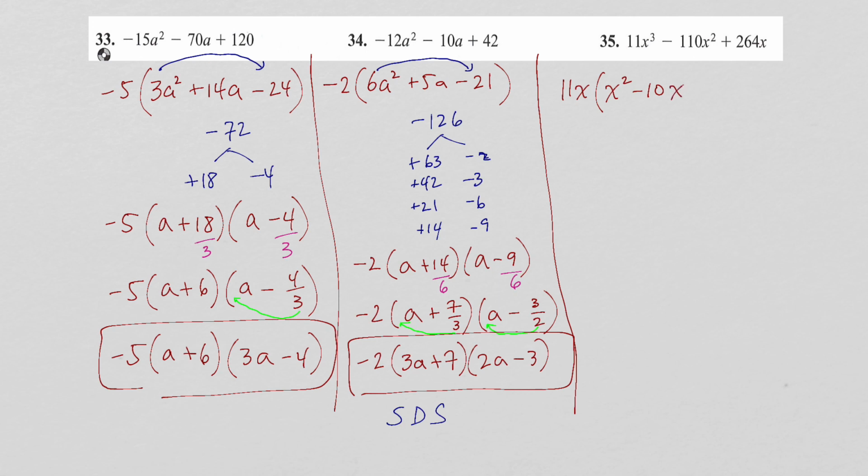10x plus 24. Now, I don't even have a leading coefficient, so I don't need to do slide, divide, slide. I'm simply looking for factors of 24 that add up to negative 10. So there I know they're both negative, and it looks like a 6 and a 4. Those multiply to positive 24, and they add up to that. So now I'm done. So I have 11x times x minus 6 and x minus 4.